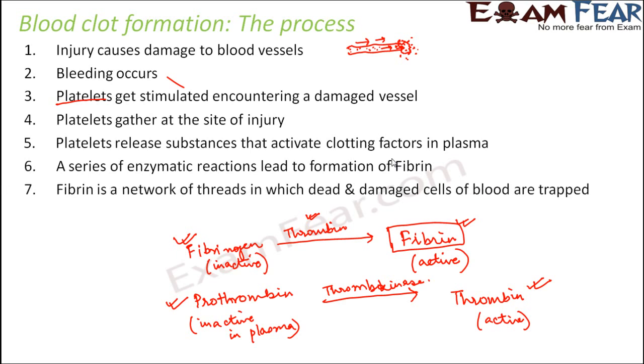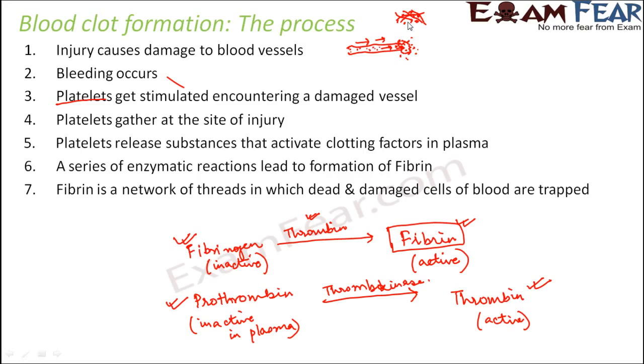Fibrin is nothing but a network of threads in which dead and damaged cells of blood are trapped. Now when the blood vessel gets injured, there will be many dead cells and damaged cells involved. So what will this fibrin do? These are like net-like structures, something like this, and it will trap all the dead and damaged cells. So basically your blood, the neighboring blood, is free from all the dead and damaged cells. So all of them are trapped by a network of threads, that is by fibrin.